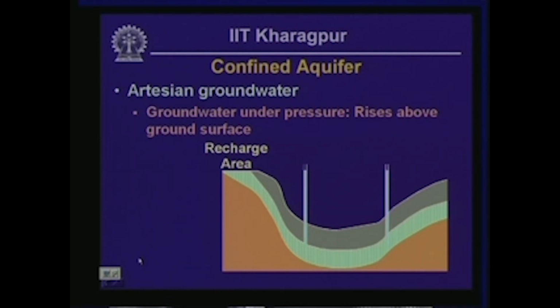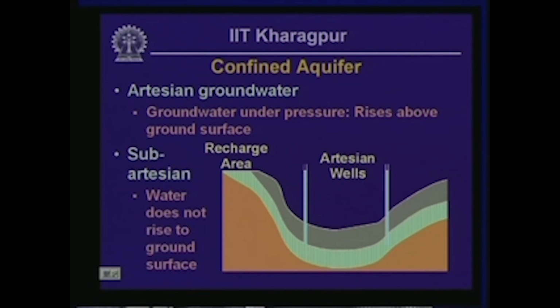And now if we install water wells into the aquifer, into the confined aquifer, the water surface is going to be rising to the level to which the aquifer is completely saturated, or the recharge level, for instance. So this particular aquifer is going to be called an artesian aquifer, and the wells that we installed there are called artesian wells.